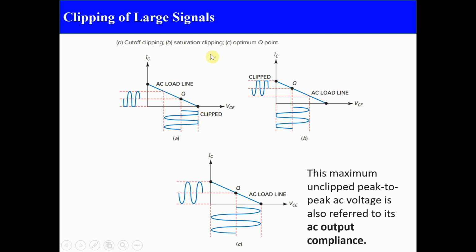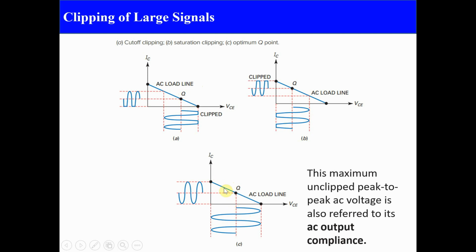So with respect to this Q point, when we apply any AC signal, there is clipping towards the cutoff side, so it is known as cutoff clipping. Similarly, if the Q point is shifted towards the saturation side, there would be clipping in the other, opposite half cycle, so it is known as saturation clipping, right? For figure A, the clipping would be for the negative half cycle of input, and for this position of the Q point, the clipping would be for the positive half cycle of input.